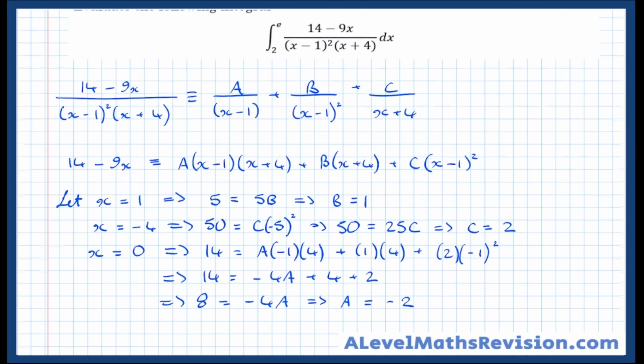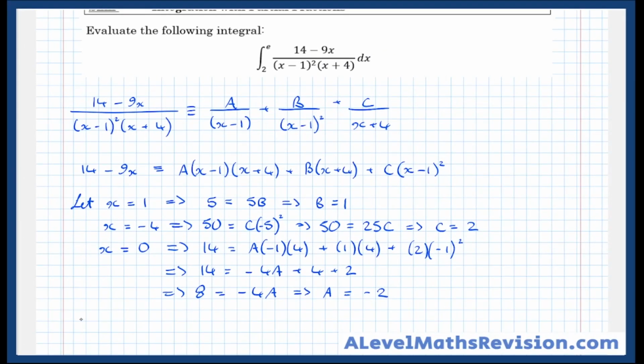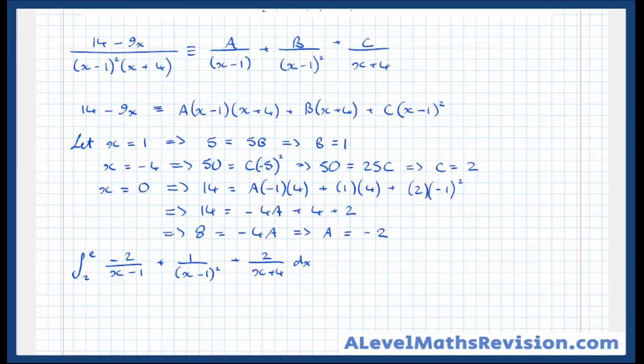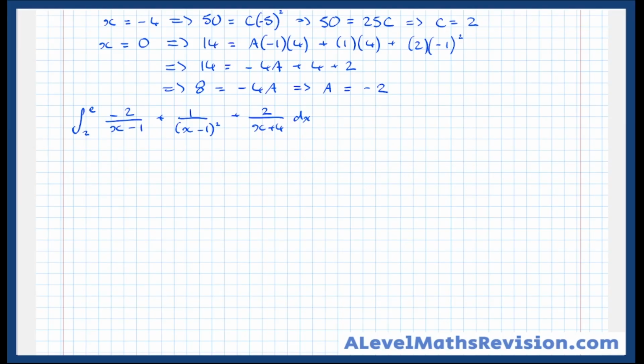So therefore, our integral is now the integral between e and 2 of, and we can write this a lot easier now, minus 2 over x minus 1 plus 1 over (x minus 1) squared plus 2 over x plus 4 dx. And let's go with that now. So we've got everything we need to be able to do this. Again, you might want to pause it if you've got to this point and have a go yourself. Otherwise, let's keep going.